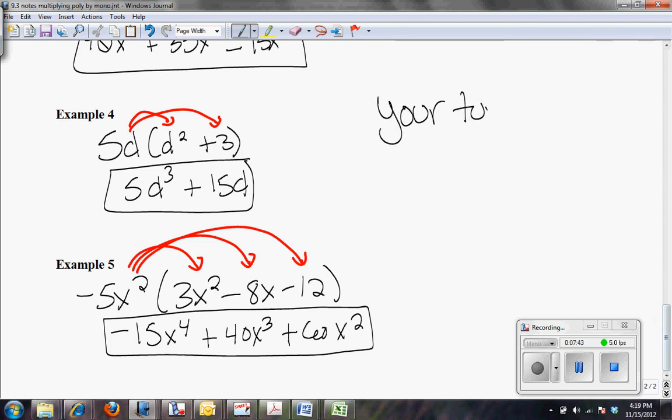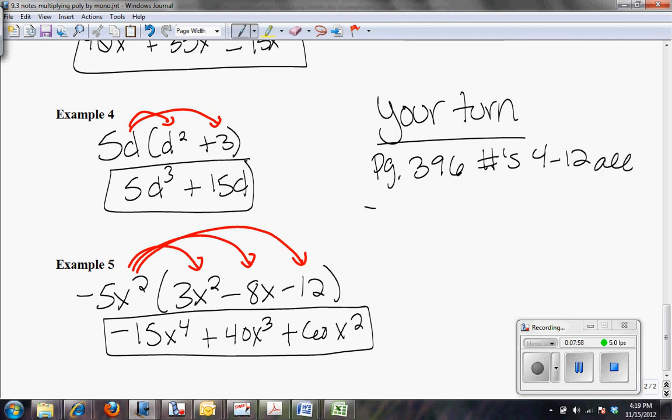Now your turn. These are the problems I want you to complete, and this is what I will be checking along with your completed notes. On page 396, you want to do numbers 4 through 12 all. All right, happy multiplying. See you next time.